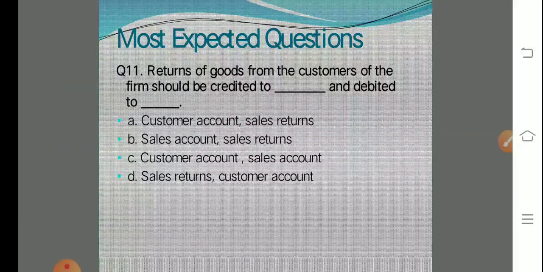Question number 11. So friends, when you are watching this video, you should also go through our previous video so that you can have a quick recap of the videos. Okay, let's see this question. Returns of goods from the customers of the firm should be credited to dash and debited to dash.